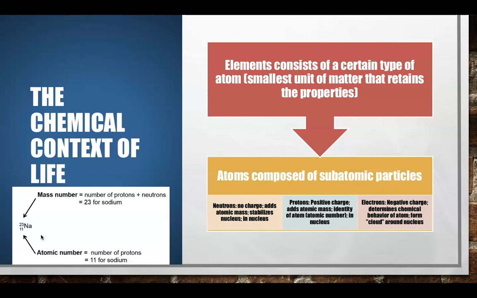Electrons are going to be found outside of the nucleus, unlike protons and neutrons, and electrons are responsible for the behavior of the atom. So electrons are going to determine the chemical behavior, and protons are actually going to determine the identity. No two elements have the same number of protons in their nucleus. So you can identify the identity of an element by the number of protons.